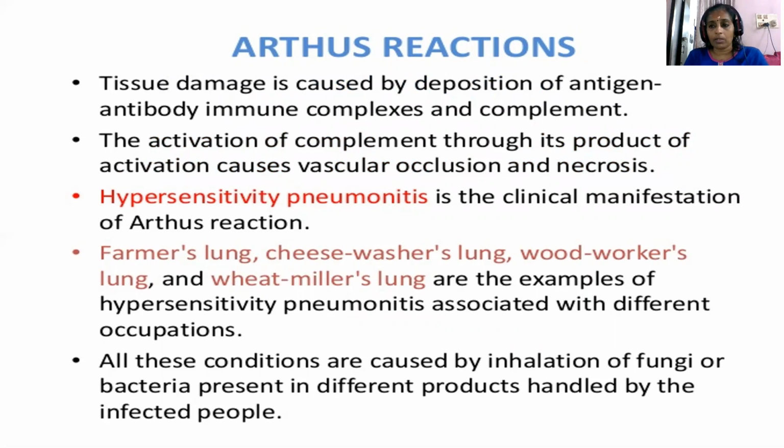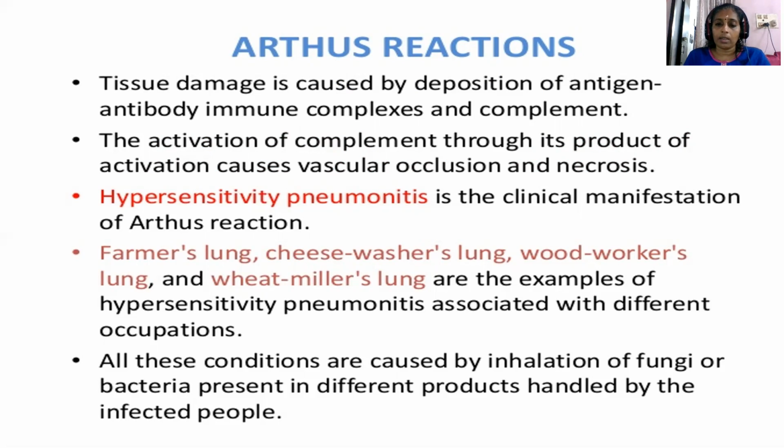So one of the major manifestations of type 3 reaction is the Arthus reaction. This is tissue damage by the deposition of antigen-antibody complexes, resulting in the production of vascular occlusion and necrosis. So vascular occlusion and necrosis are the major reactions which take place in the Arthus reaction. Hypersensitivity pneumonitis is a clinical manifestation of this Arthus reaction.